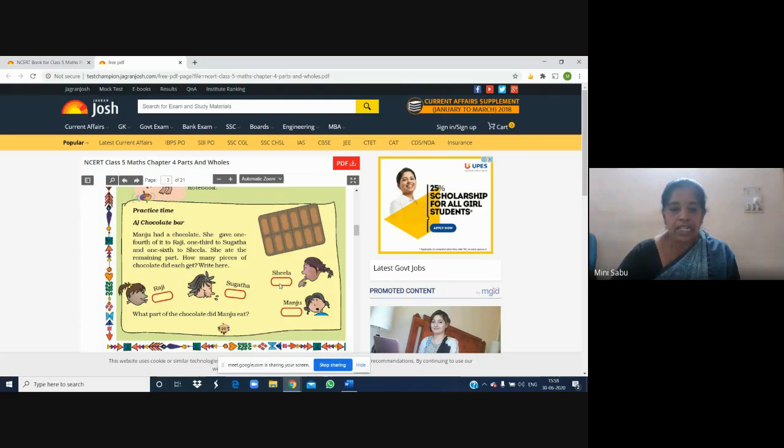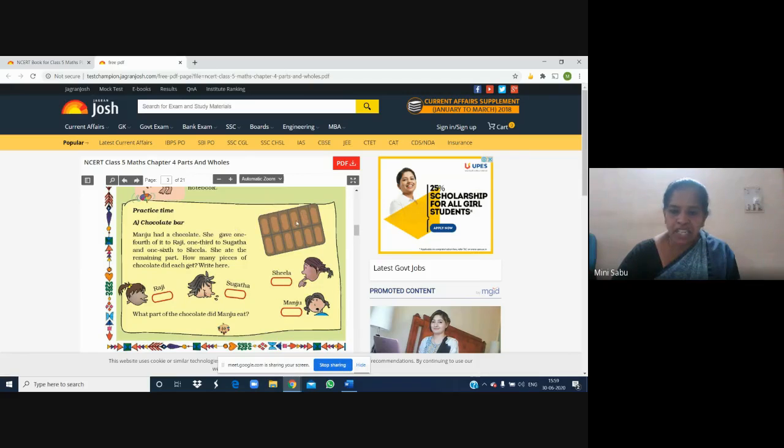Okay. And then Sheila is waiting for her turn. And 1/6 to Sheila. 1/6 of 12. 6 table till 12. 6 twos are 12. That means Sheila got how many pieces? 2 pieces. So Raji got 3 pieces, Sujata got 4 pieces, Sheila got 2 pieces. Altogether 4 plus 3, sorry, 3 plus 4, 7. 7 plus 2, 9 pieces.